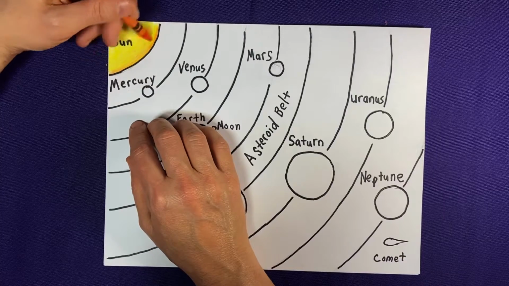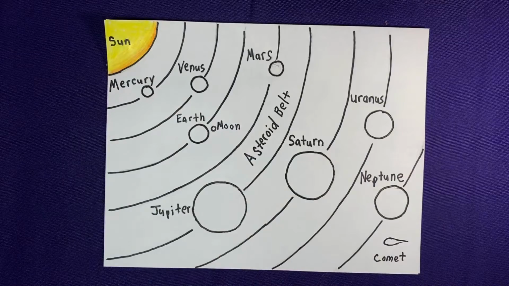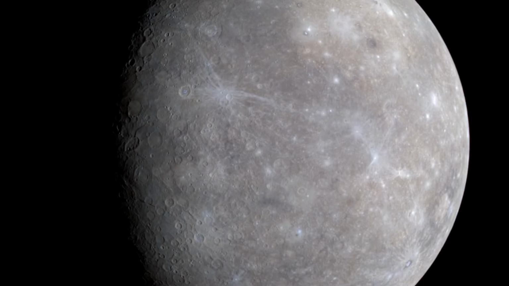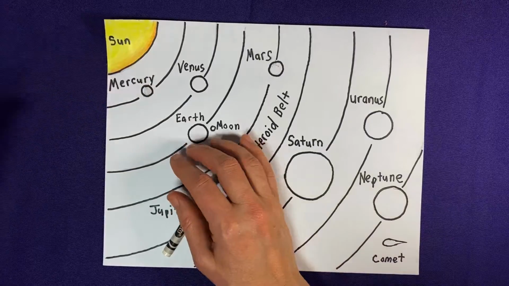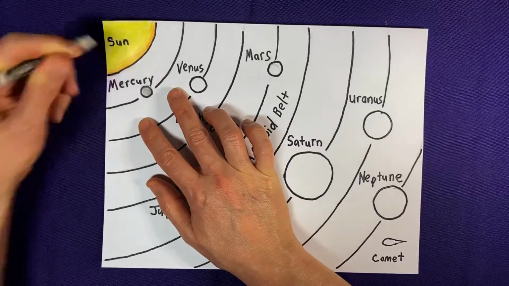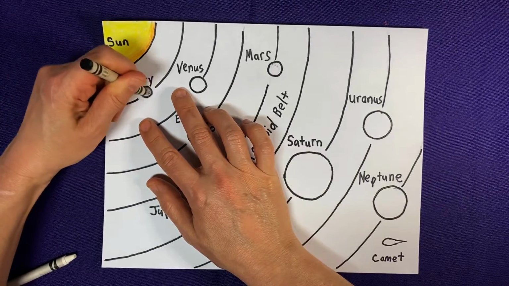After we finish our sunshine, we'll start coloring Mercury. Mercury is the smallest planet in our solar system. It's gray like our moon. I'm going to color light with the color black and color white on top of it to make it look gray. Black and white make gray.